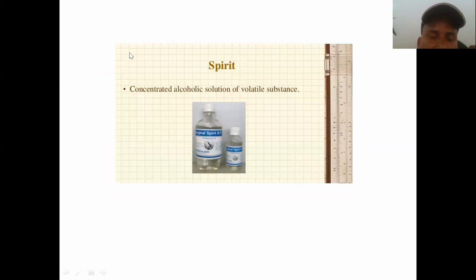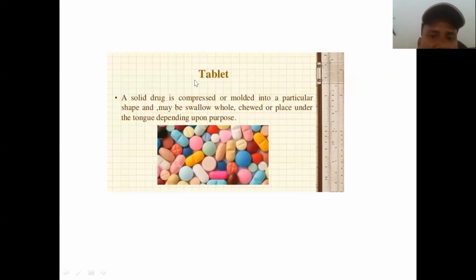Next we'll talk about the spirit. All of you know that spirit is a concentrated alcoholic solution of volatile substances. Next, we'll talk about the tablets. So, a tablet is a solid drug that is compressed or molded into a particular shape, and may be swallowed whole, chewed, or placed under the tongue, depending upon the purpose.